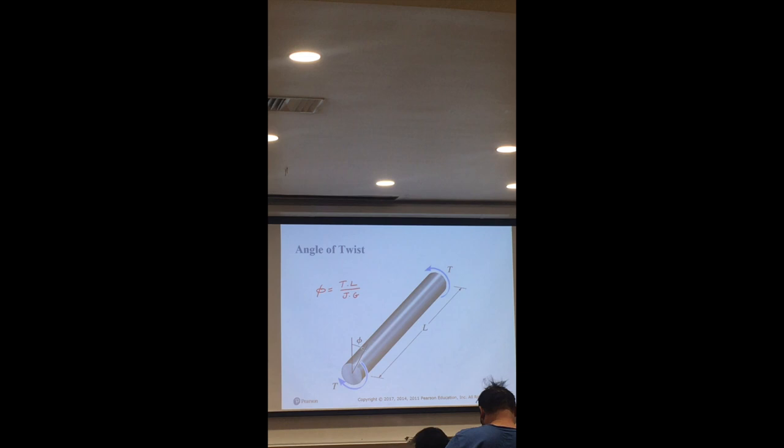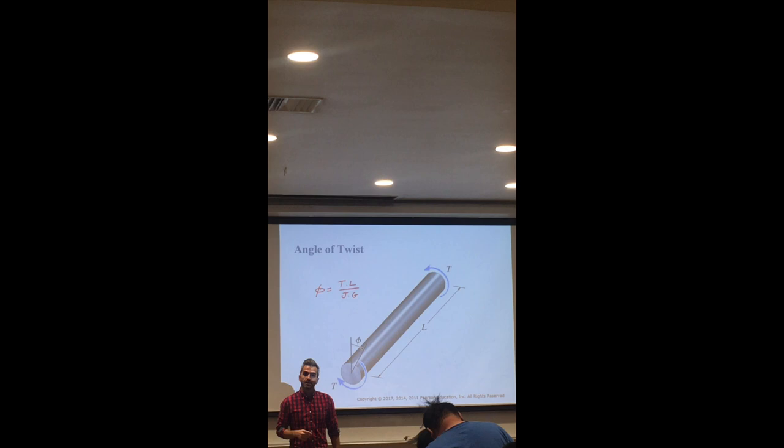Question? Yes. Is G generally a different number than E? So G is the shear modulus, right? Yes. Is that generally a much different number than E? It's a smaller number than E, for sure. Okay. These materials are generally weaker in shear, right? They shear more easily, yes. Yeah. Okay. Good question.